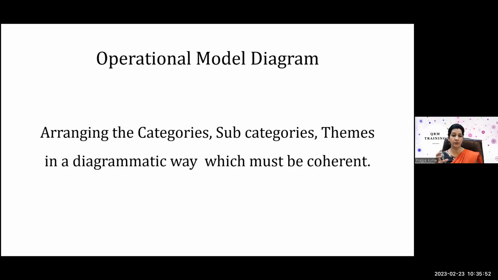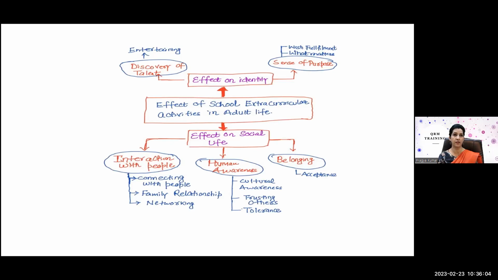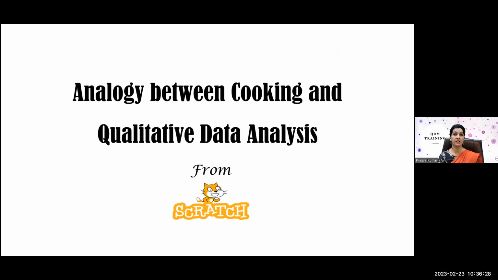So it is just a rough sketch, which you should definitely keep at the back of your mind, that the human mind, the thinking process, or the perception of people towards anything is not that simple that it can be drawn in a very simple manner. I have shown you this example of the operational model diagram. You will see it is basically linear, not circular, because the arrows are going linear, like effect of school extracurricular activity in adult life, leading to effect on the social life, effect on the identities. I have tried it, but it is not very easy to draw an operational model diagram, but you can definitely try, and you should try.